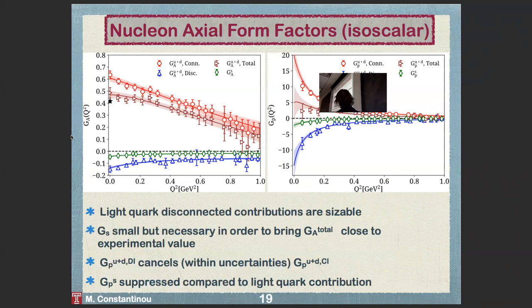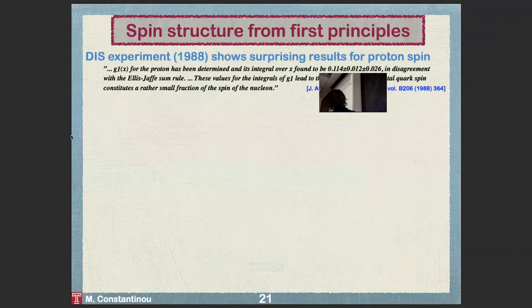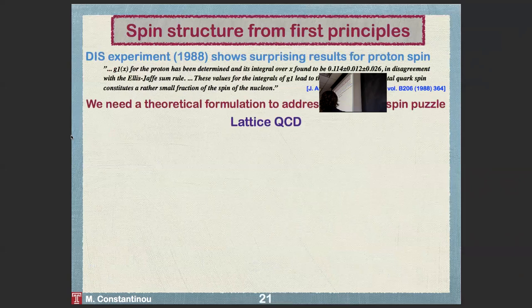So this is the progress we have made in the form factors. I want to talk about the proton spin very briefly. And we all know that there have been questions on the origin of the proton spin. And we hope that lattice QCD will reveal some insights on how the proton spin arises.